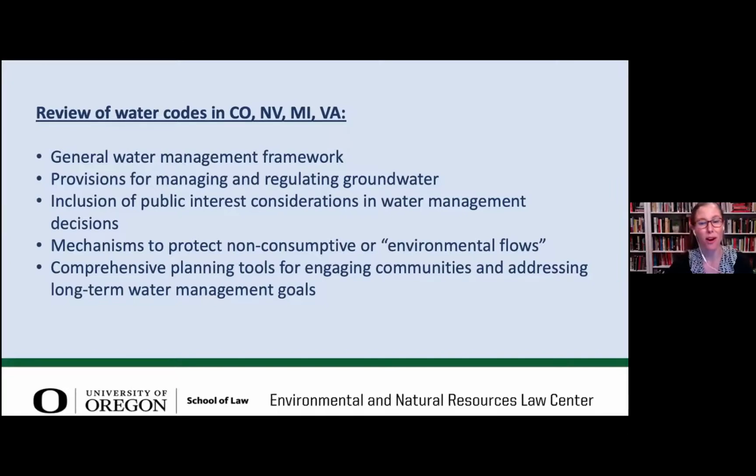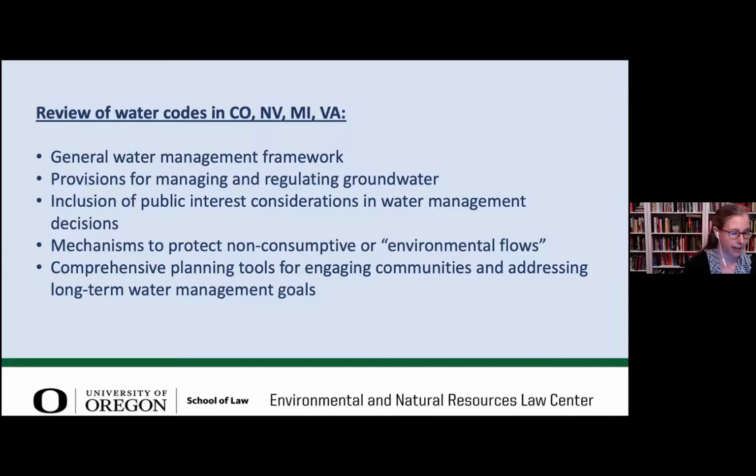So the project looked at 4 specific states: Colorado and Nevada, 2 in the western half, and then Michigan and Virginia in the eastern half, and analyzed those states for these 5 different components. Kind of look generally at the water management framework. How does the state manage water, prior appropriations, riparian system. It then looked at provisions for managing and regulating groundwater specifically, the inclusion of public interest considerations in management decisions, mechanisms to protect non-consumptive or, in other terms, environmental flows, and then comprehensive planning tools for engaging communities. So does the state have policies or practices where it looks holistically at water management in the state?